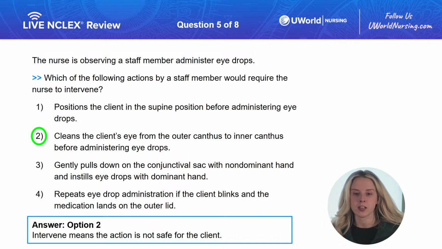So the nurse needs to intervene because in option 2, this staff member is doing something incorrectly. So cleans the client's eye from outer canthus to inner canthus. We're going to go from inner canthus to outer canthus.